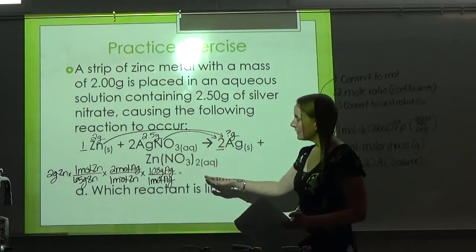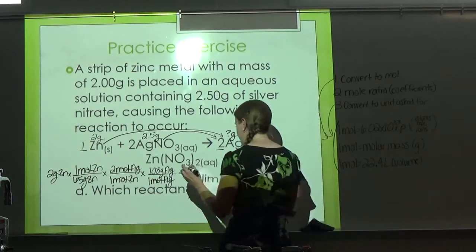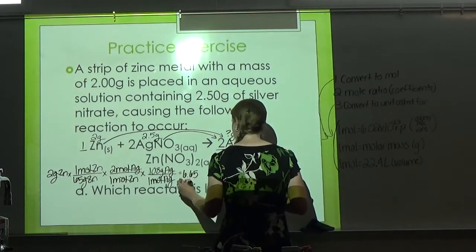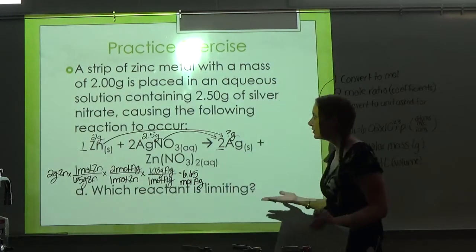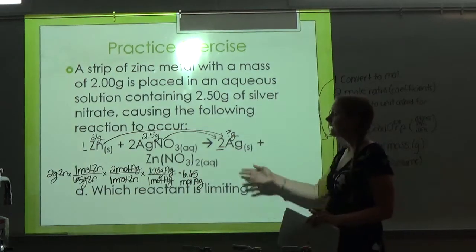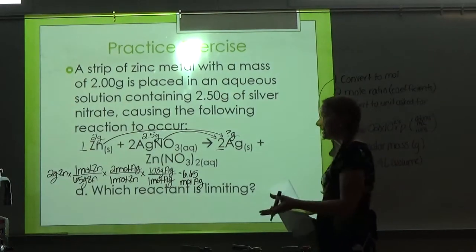So then I just multiply across the top, divide by the bottom. And so for that one, I ended up getting about 6.65 moles of silver. Now again, I don't know if that's the right answer yet, because I haven't checked with the silver nitrate. Okay, so I gotta keep going.